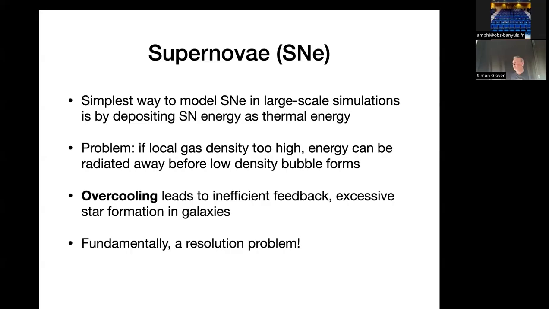If you do this, you face an immediate problem: if the local gas density is high, then that energy just gets radiated away before the gas has a chance to respond to the high local thermal pressure. So before the pressure can force the gas to expand and go to low density, it just gets radiated away. You get what's called overcooling. And this leads to very inefficient feedback and excessive star formation. And fundamentally, this is a resolution problem. If you had higher numerical resolution, finer grid cells, you wouldn't have this problem.